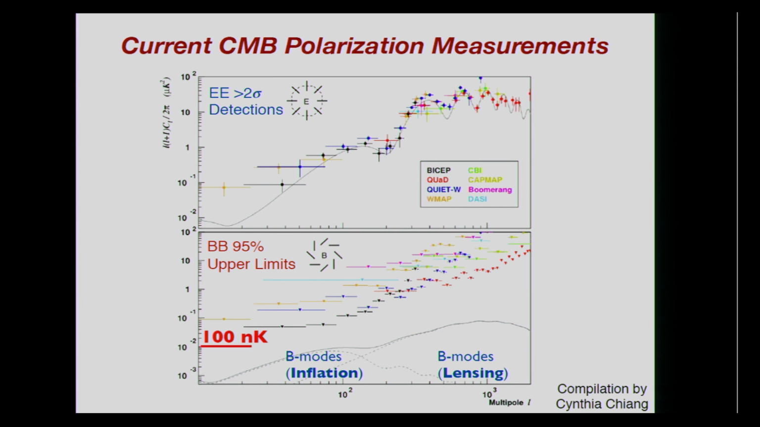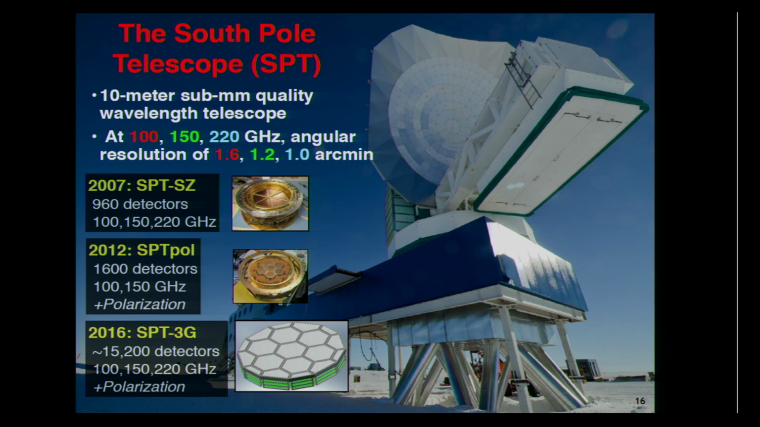So, Bill also showed this plot. This is showing the current constraints on the E-mode and B-mode power spectra. Currently, we've measured the E-mode spectrum reasonably well already from several different experiments. But up until about a month ago, the B-modes had never been detected, and these are all upper limits from many different experiments.